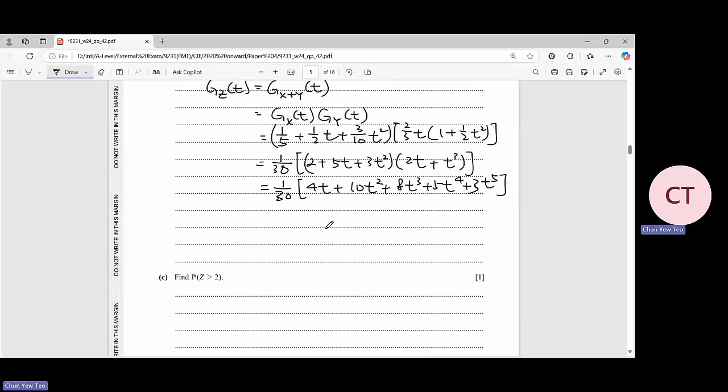Now we go for part C. Part C is the probability for Z greater than 2. This will be the same as the probability for Z equal to 3, 4, and 5. So all we need to do is look for the coefficients of t to the power of 3, 4, and 5. It will be 8/30 plus 5/30 plus 3/30. Press the calculator and you get 8 over, directly simplifying, 8/15. So this will be the answer for C.